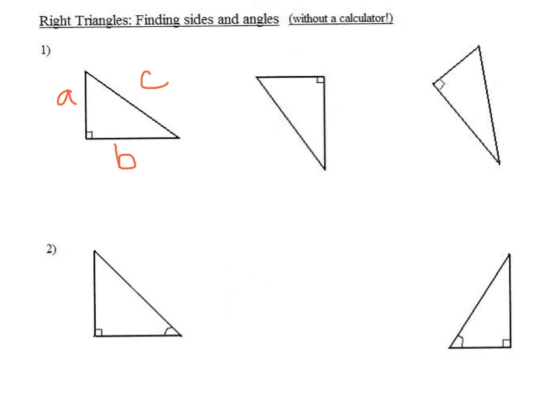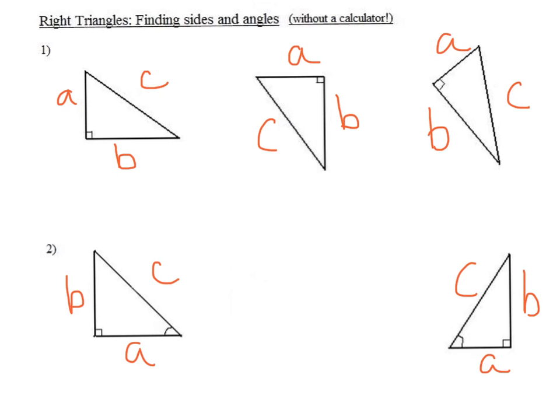Now, pause the video and identify the hypotenuse and the legs for the rest of the triangles, and when you're finished, restart. Okay, check your work. I hope you got them all correct. As I mentioned before, the A and the B do not matter. They're interchangeable. But the C's must be in the same place that I've marked the C's. So if you got the C's in the right place, then I'm sure you did fine.